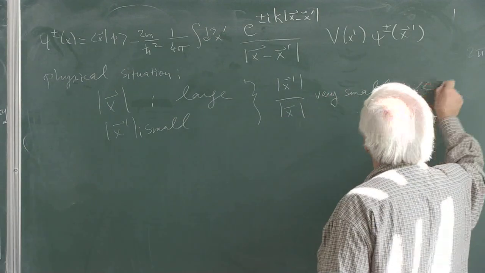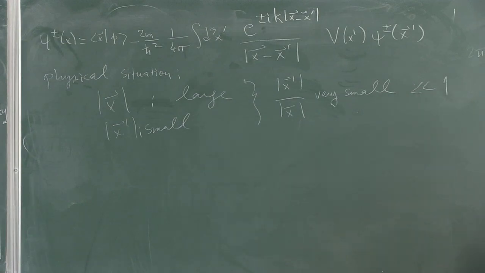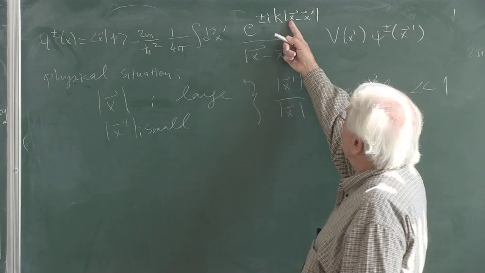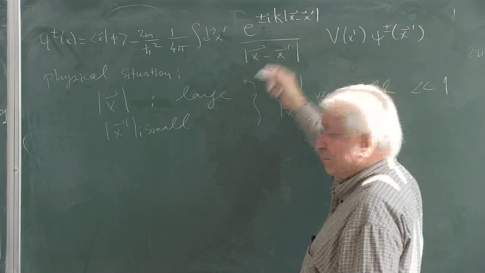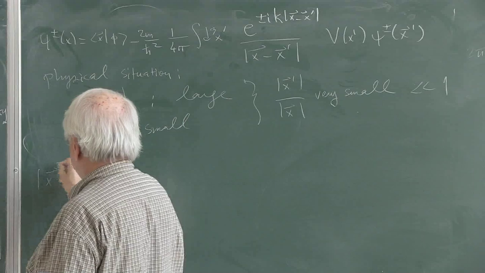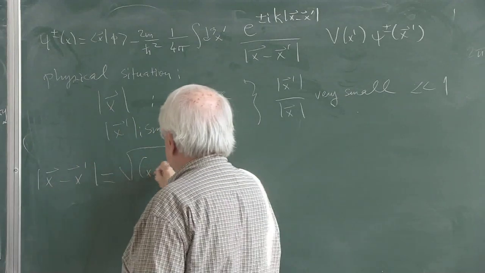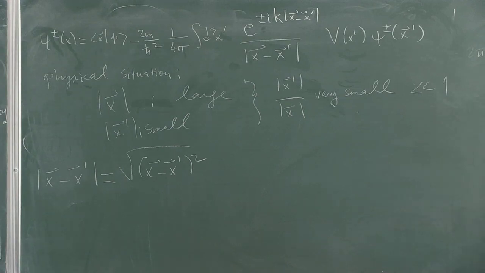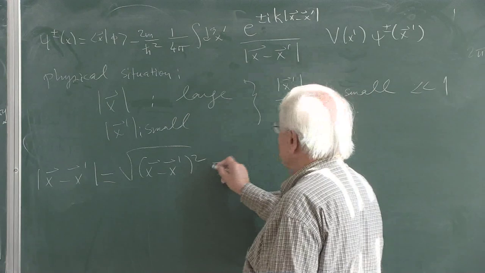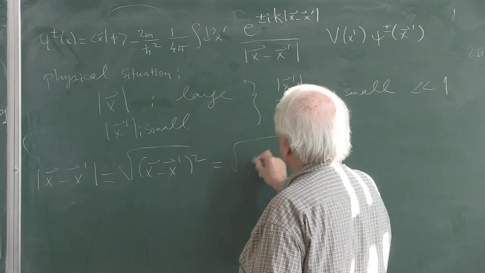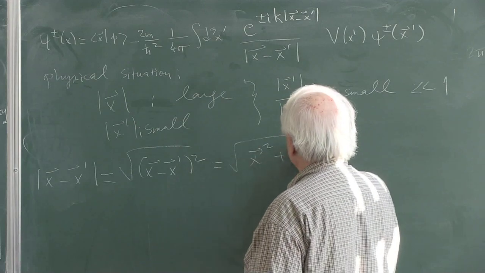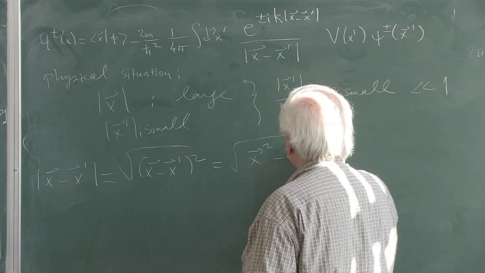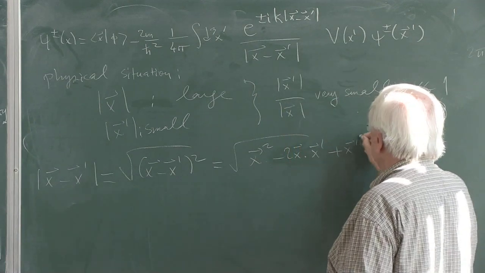If you take that ratio to be very small as compared to 1, in what sense is it going to help me decide on the sign? For that, let me look at that difference. That portion is important. What is |x minus x prime|? It is the square root of (x minus x prime) squared, right? That's the meaning of the mod of a vector, the square root of the square. So let's expand this inside: x squared minus twice x dot x prime plus x prime squared.